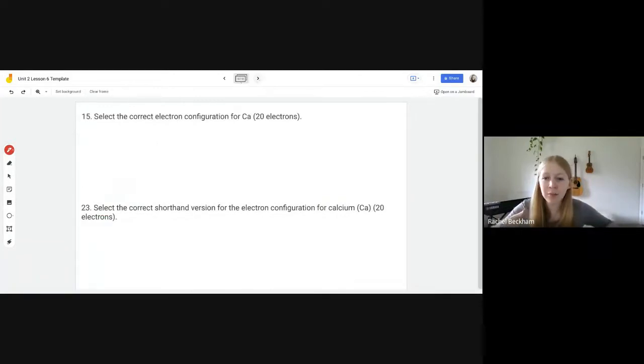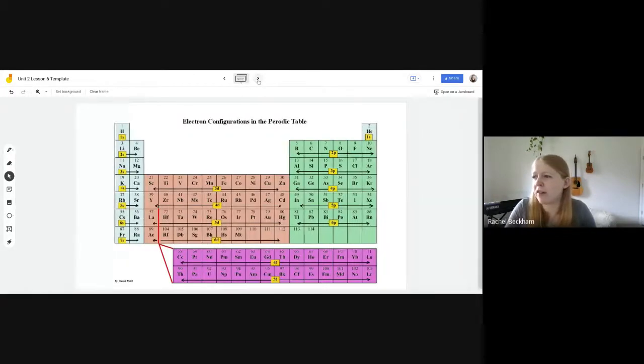So now let's do some practice problems from your lesson. This is from your lesson. Select the correct electron configuration for calcium. So let's go find calcium. Let's have my rows listed again here.